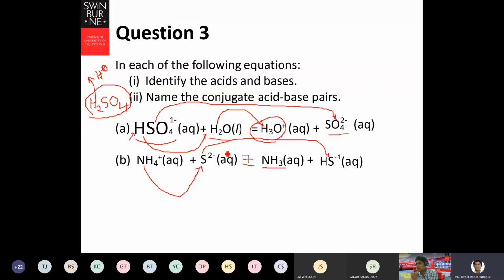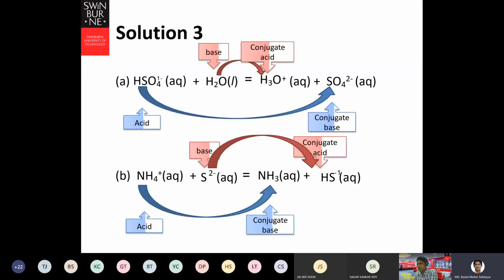And this HS-, it becomes a conjugate acid of this sulfide ion, because later on we can take one hydrogen out of this molecule. It is capable of releasing one hydrogen from sulfide. So that is why this is a conjugate acid of this base. All right, so this is the explanation here.